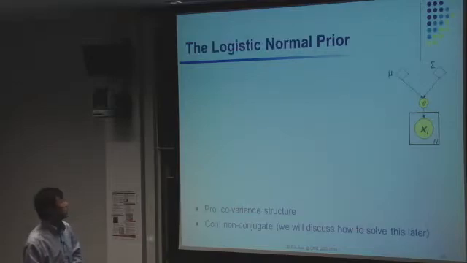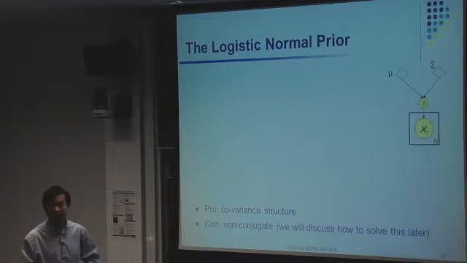And so here I have another prior that you should know, which is known as the logistic normal prior. It's actually a normal distribution. Basically, I define a mean and covariance in a Gaussian fashion over theta.